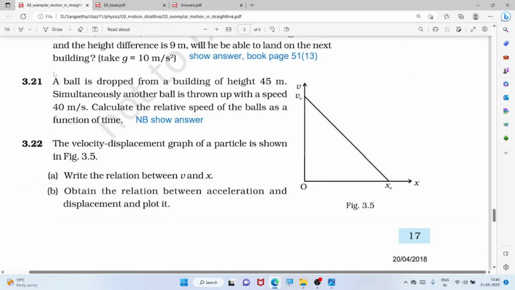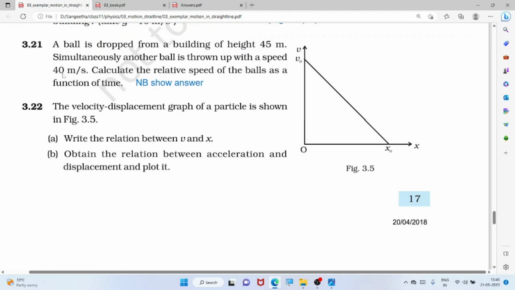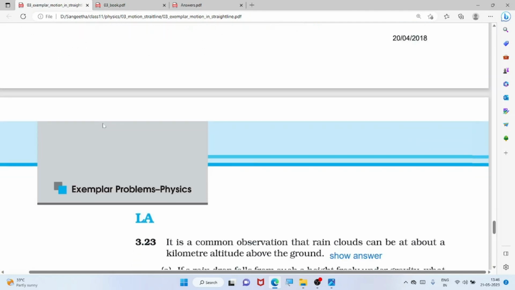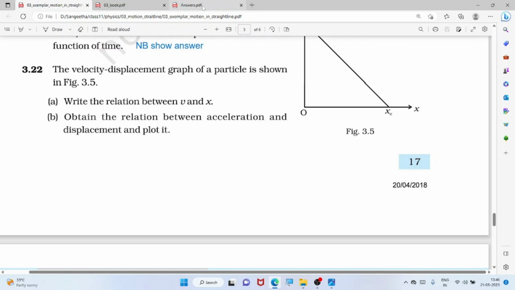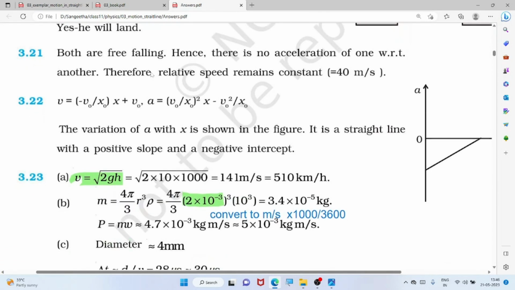The velocity-displacement graph of a particle is shown here. Write the relation between the velocity and displacement. So they have given this equation, you can go through it.